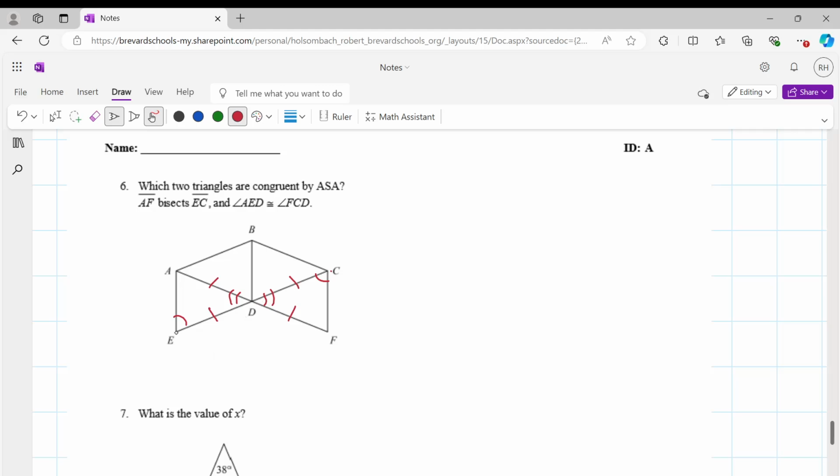So again, I'm going to start my description with 1 arc mark, angle E. So triangle EDA is congruent to triangle. If I started with the E, I got to start with the C. And then I went to D, I got to go to D again. And that's CDF. All right, so those two triangles are congruent by angle, side, angle.